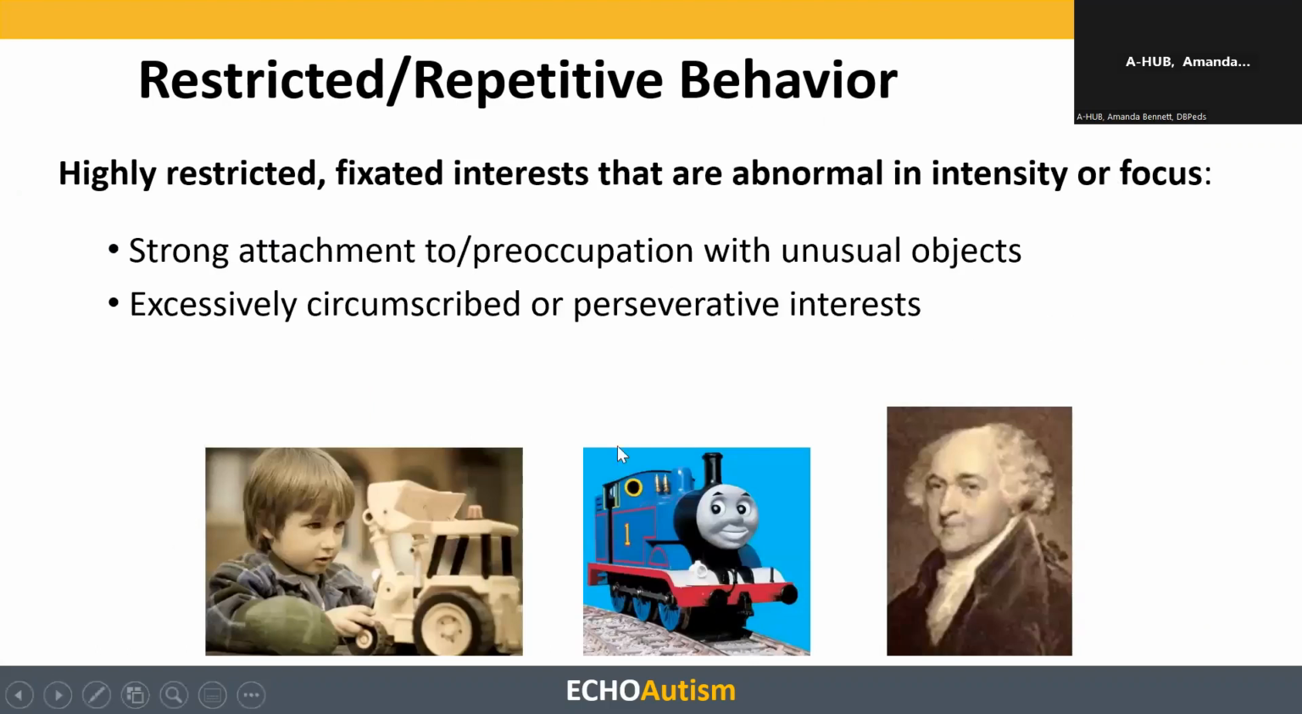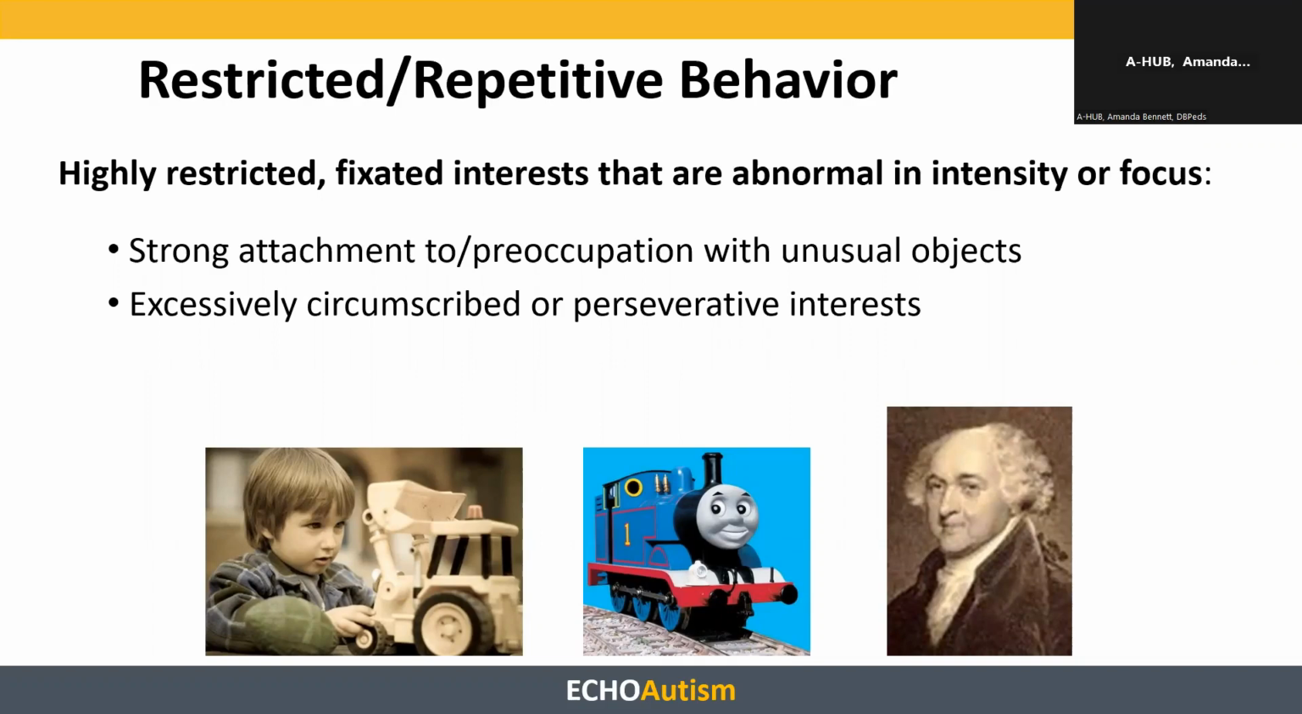So the third restricted repetitive behavior came up already in the chat comments. These are when folks have highly restricted or fixated interests that are either abnormal in intensity, abnormal in the type of object. So it could be a very strong attachment or preoccupation with a very unusual object. I've had children that are very interested in smoke detectors, and they know all the brands and the models, and they can tell you what features they have, and that would be an unusual interest for a young child to have.